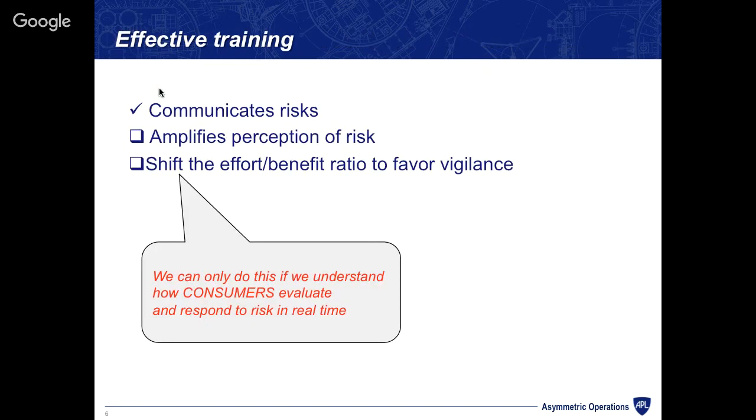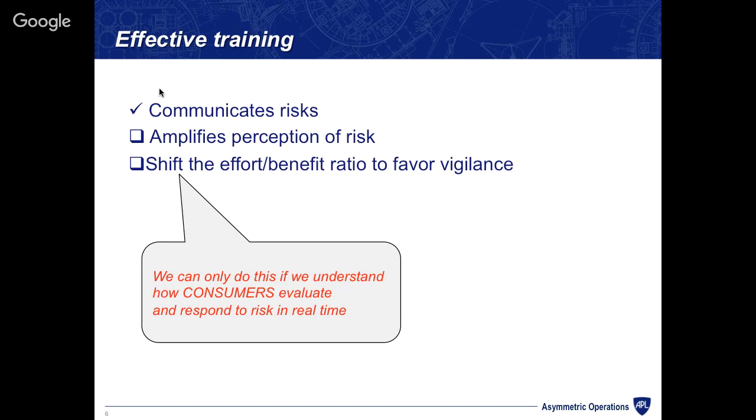So, if you're going to rely on training, effective training communicates risks. It amplifies your perception of risk. It lets you know what's the base rate of something actually happening out there. Because if you already think that your probability of something happening is low, then you're not going to take as many precautions. And it also has to shift the effort and benefit ratio in favor of vigilance.